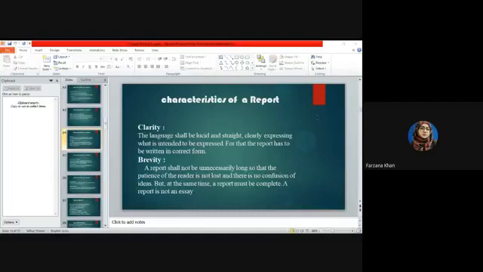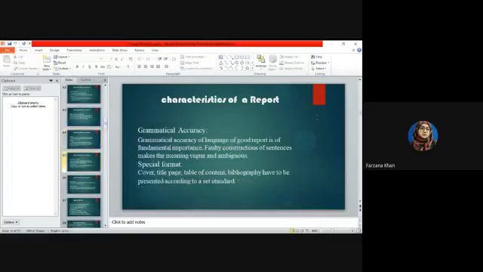But when you see that there is need of brevity and you can make your writing more concise, then you should go for conciseness, and try to bring brevity in your report.